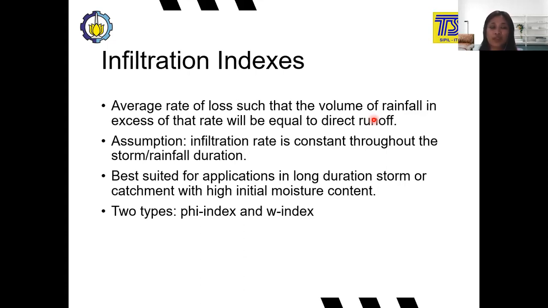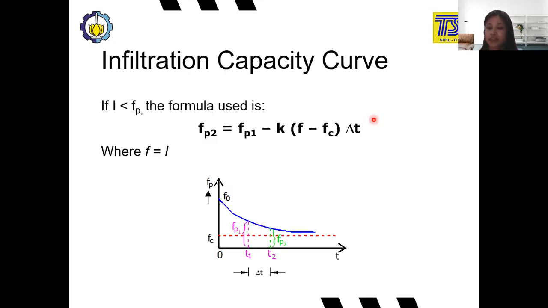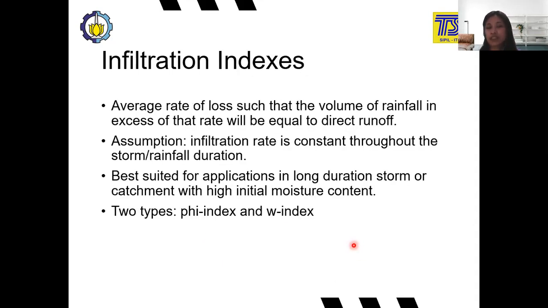And there are two types of infiltration indexes. The first one is the P index, and the second one is the W index. We will talk about these indexes more, and it will be related to the previous one, the infiltration capacity curve. For this infiltration capacity curve, there is the constant FC, which will be similar to these infiltration indexes.